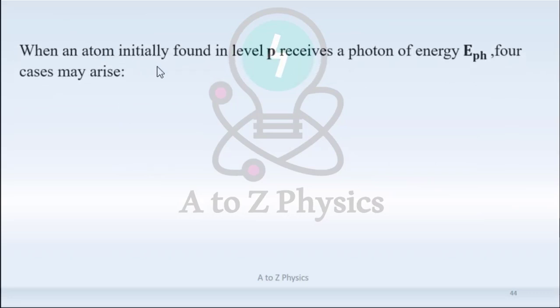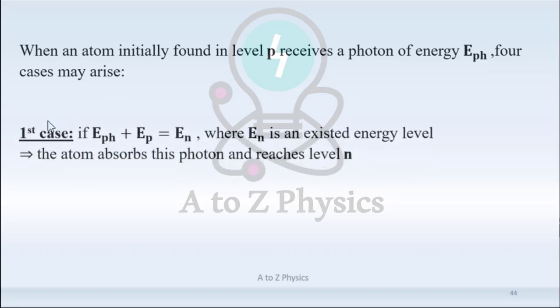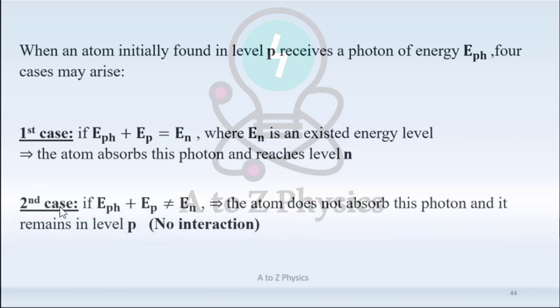When an atom initially found in level P receives a photon of energy E photon, 4 cases may arise. First case, if E photon plus EP equals En, where En is an existing energy level, the atom in this case absorbs this photon and reaches level N. Second case, if E photon plus EP is different from En, the atom does not absorb this photon and it remains in level P, so there is no interaction between the atom and the photon.